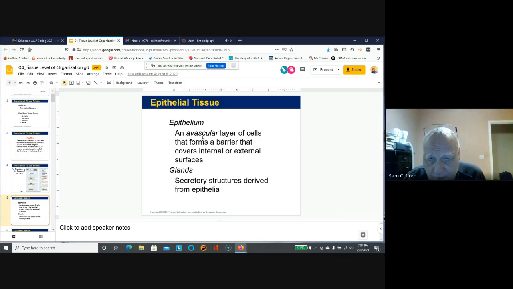This is important: epithelium is avascular. There are no blood vessels in epithelial tissue. We'll make comments on that and tell you what's going on. Glands such as sweat glands and mucus glands are all made up of epithelial tissue.